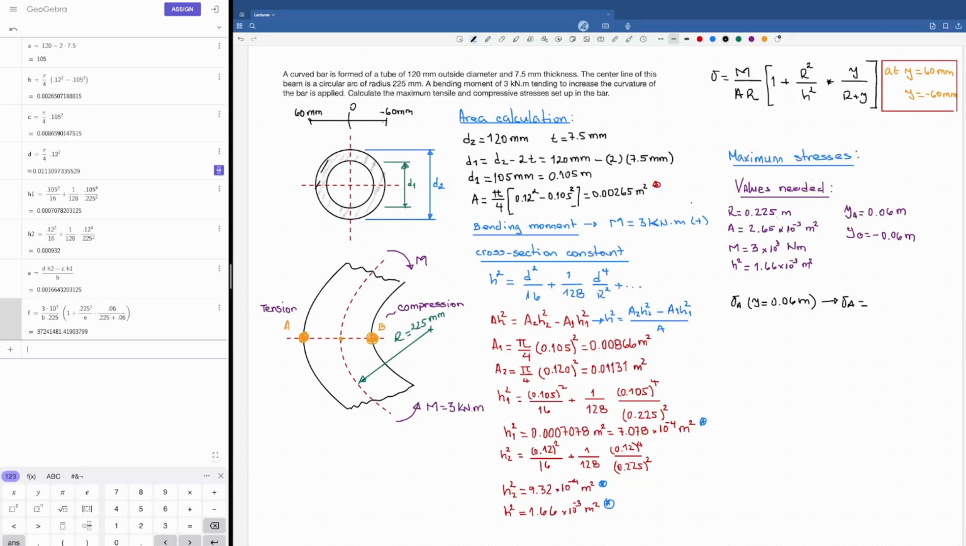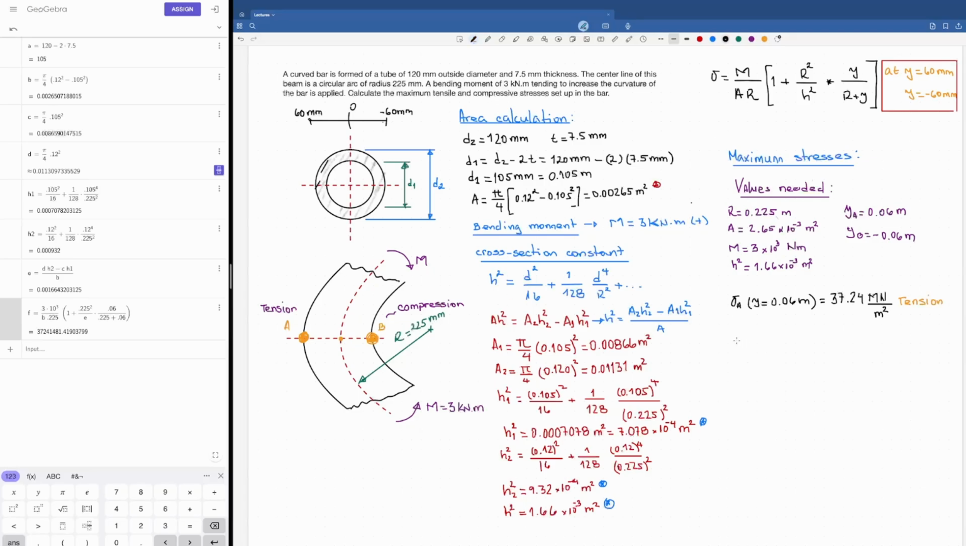Perfect. That's giving me, let's delete this, equals 37. Actually, I could call it 0.24 meganewtons per square meter. And it's positive, and this is in tension. It's right here, tension. This is a tensile stress.